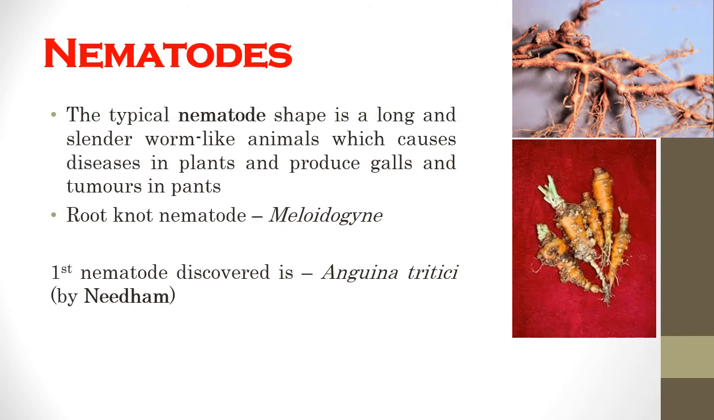So the next one is the nematodes. Nematodes are also responsible for causing plant diseases. Normally nematodes are worm-like structures which cause plant disease and produce galls and tumors in plants. On the right side we can see the diagrammatic representation of damage caused by nematodes. One of the important nematodes is the root knot nematode, caused by Meloidogyne. The first nematode to be discovered is Anguina tritici, by Needham.